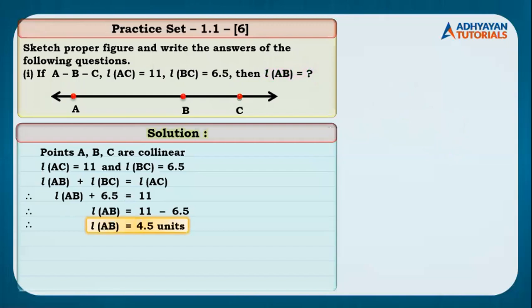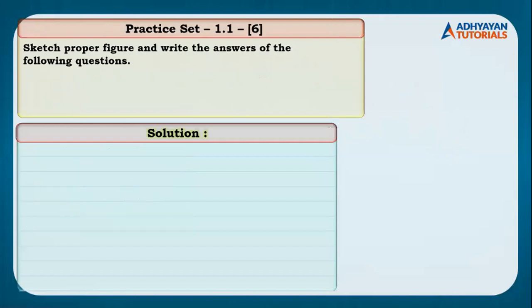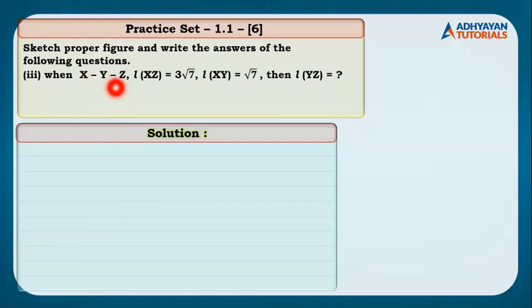I want you all to try an entire sum by yourselves. Exactly the same kind of sum, right? Sub question 3. Just try it for yourselves. I'll help you with the solution later on. Once again, the crucial information is X-Y-Z. So there is no confusion about which point is in between. There is one single case.